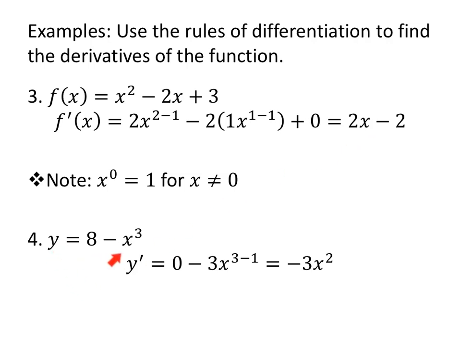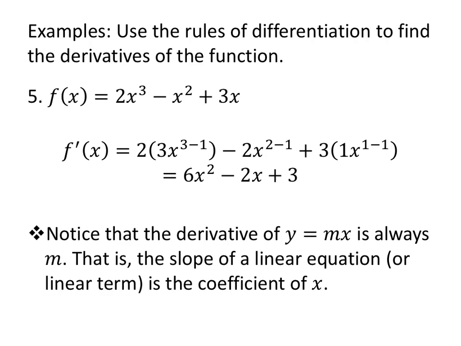When y equals 8 minus x cubed, the derivative of the constant 8 is 0, minus the derivative of x cubed is 3x to the 3 minus 1, so that'll give us negative 3x squared. Keep in mind there's a difference between a constant and a coefficient. So in number 3, 3 is a constant. The derivative of a constant is 0. But negative 2 is a coefficient. It's in front of the x, so we treat it differently.